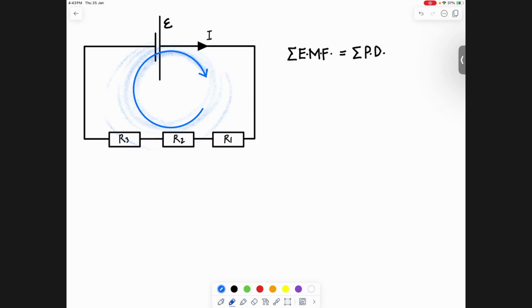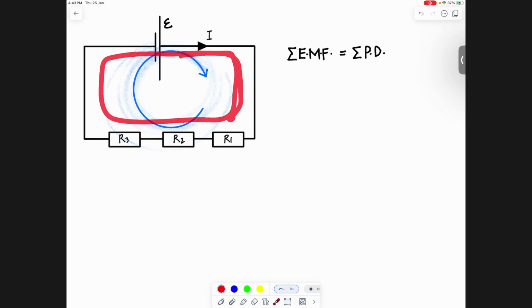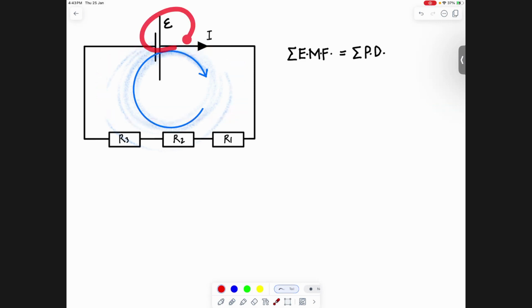Is there any EMF I face if I go in a loop here? If I start from here and keep walking like this, do I meet an EMF on my way somewhere? Yes, right? Where? That one, right? So there is an EMF here in the circuit. What's the value of the EMF?